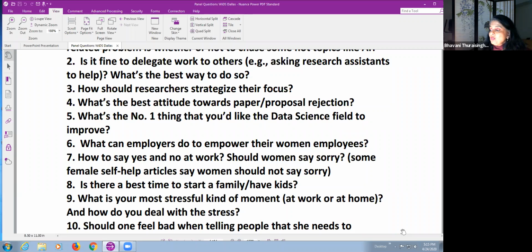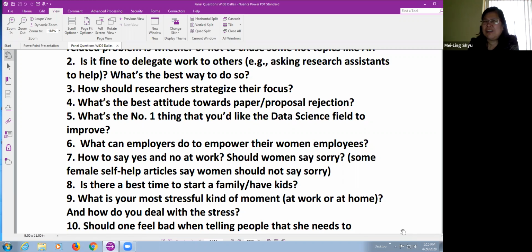So Mei-Ling, what would you say? I think this is very hard to answer because I don't think there's a so-called best time to start a family. It all depends on each individual. When the person knows that it is time to start a family, to have kids, I think they would know that.